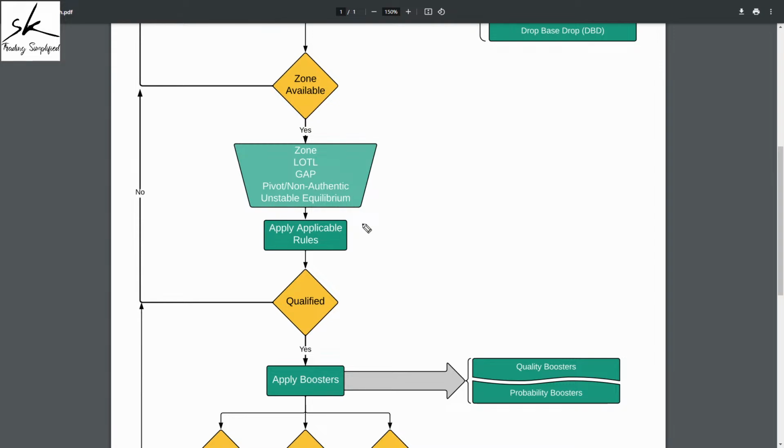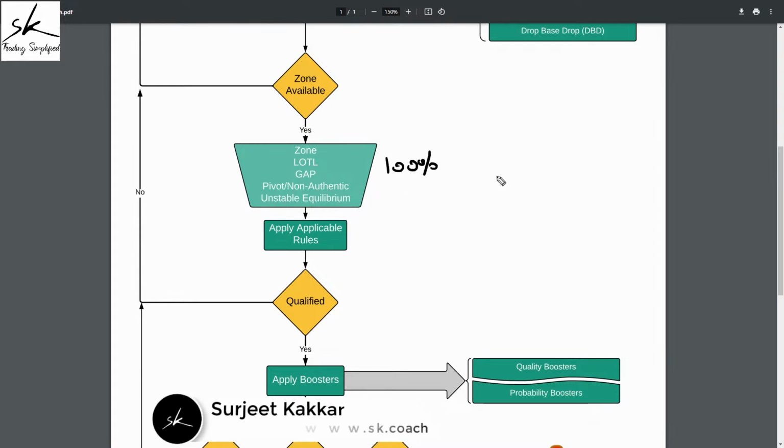I've noticed that most of the trades you have shown in the live sessions are long trades. Can you show an example? See, I won't say most of the trades, I'll say 100% of the trades that I've shown are long examples. And the reason for that is I'm showing you the examples from the NSE market.